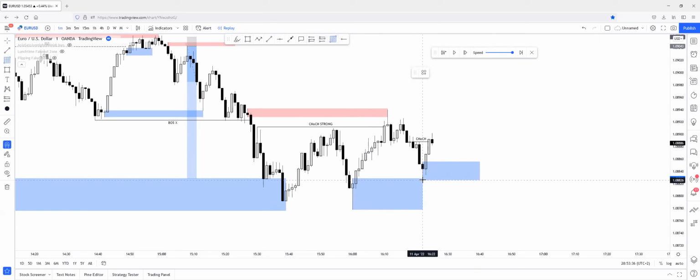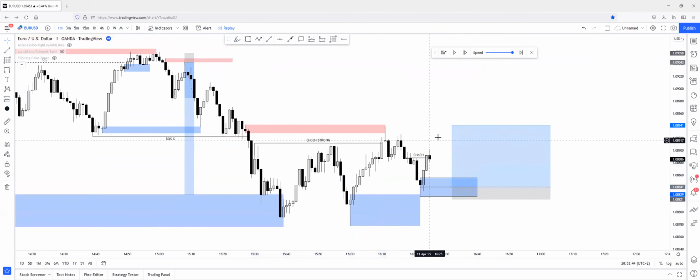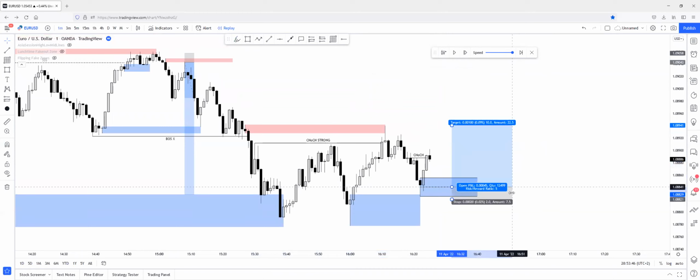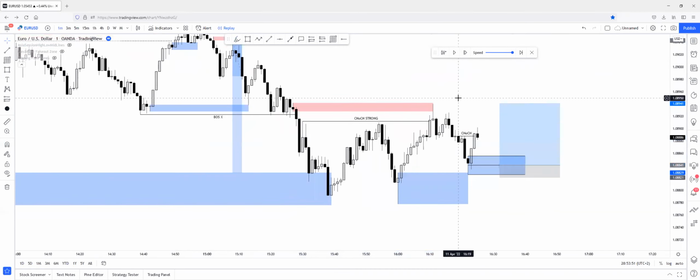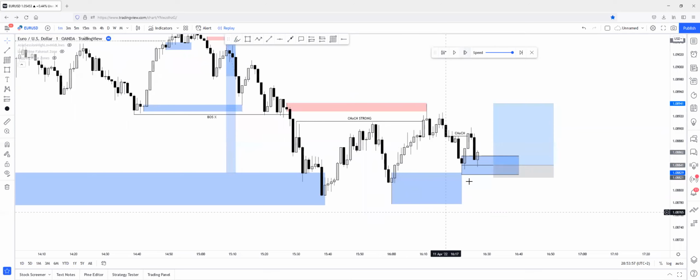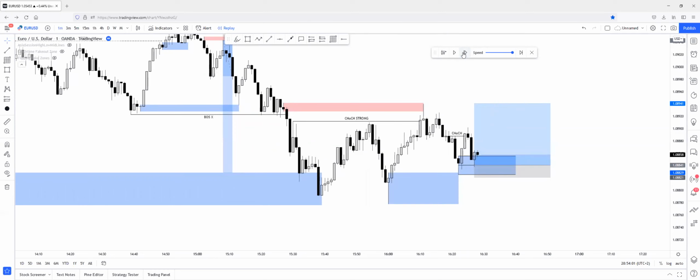And I believe the 50% of this demand zone will be enough to cover the whole zone, but I don't know. Let's see. 1-to-5, yeah, it covers the zone. And let's just hard TP at 1-to-5 because this is a counter trend trade movement, and I'm always hard TPing at 1-to-5 risk reward ratio, all of the counter trend trades. So let's just see. That happened, as you can see, and let's see what happens after this.